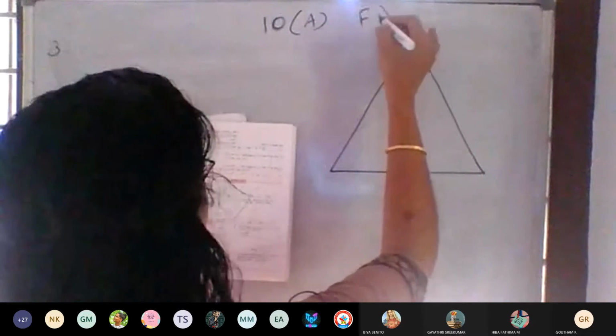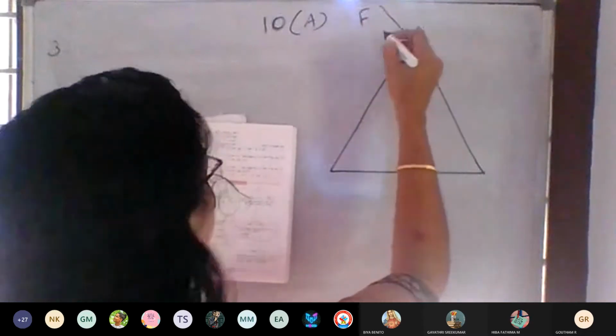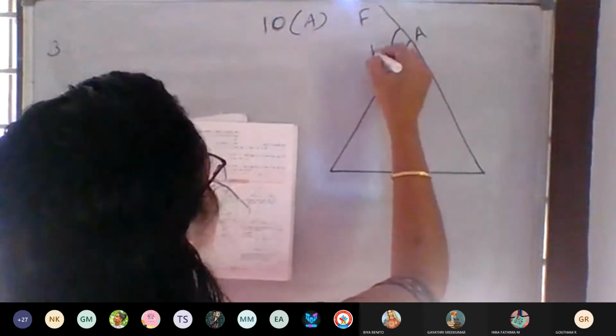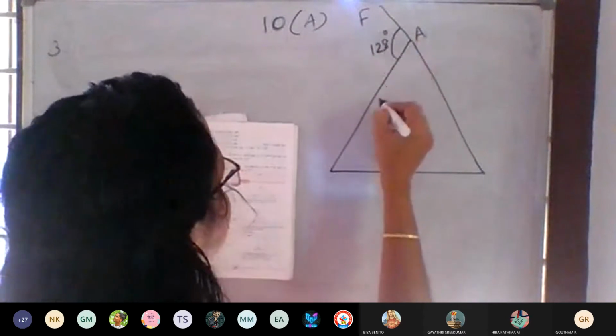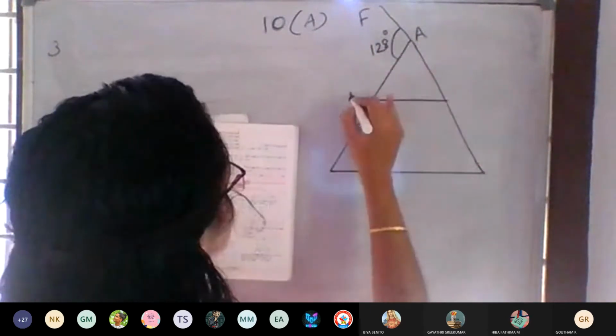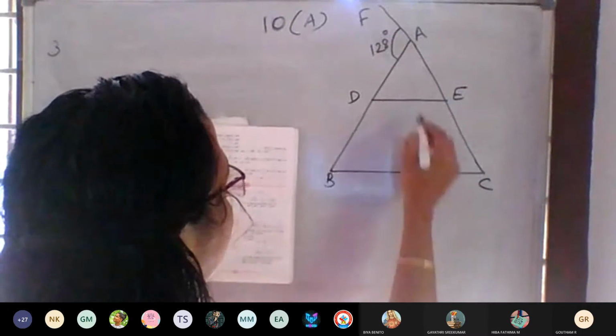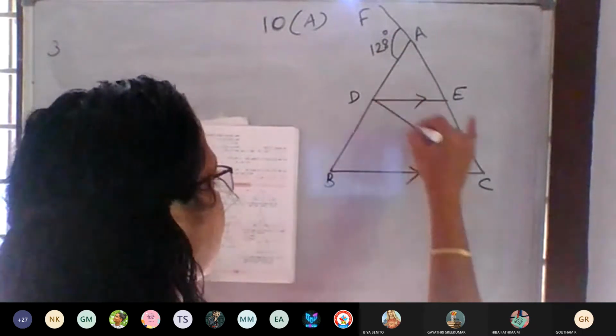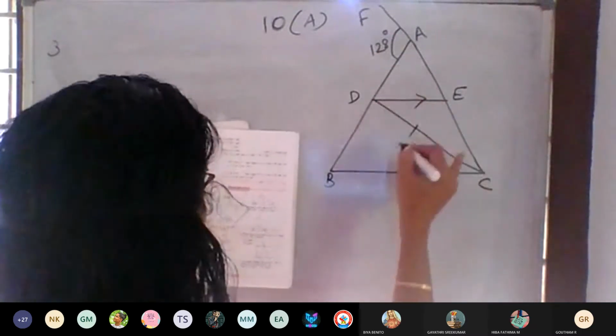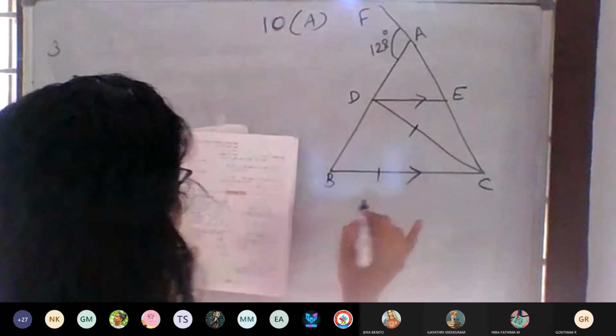After finding one angle, we can write. Then after that, we can find another angle, 128 degree. DE, BC, both are parallel lines given. Then join DC. This side and this side are equal.